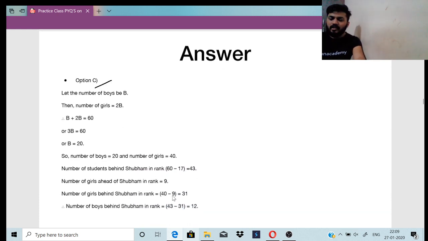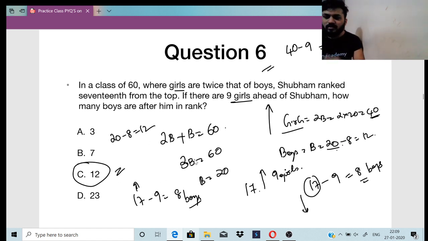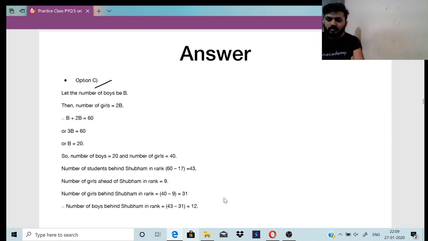Okay, option C, 12 is the right answer. So you can do it by anything. Boys is 20, so 17 minus 9 is 8. That is 8 boys are there in this rank. So the total number of boys is 20, and 20 minus 8 is 12. 12 is the right answer. 3b equals 60, b equals 20. 17 minus 9, 8 boys. 20 minus 8 is 12 boys. Okay, done. That is our answer. Everyone understood? Shall we move on to the next question?